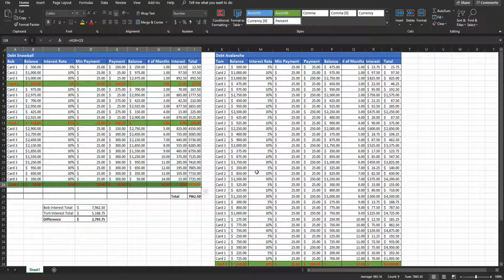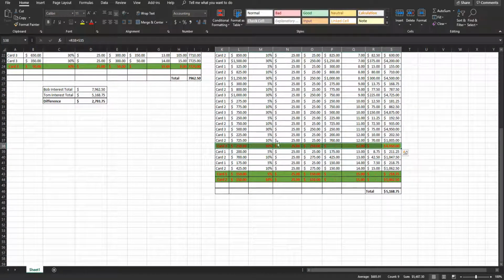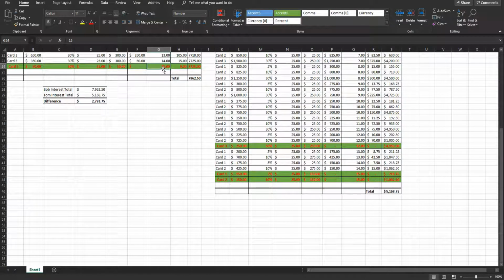All right, let's go to Tom. It takes Tom 12 months, a year, a whole year before he's able to pay off his first credit card. A whole year. But then it takes him only an additional 3 months to pay off the next 2 cards. So in total, it takes him 15 months to pay off all 3 cards, which is the exact same period of time it takes Bob to pay off all 3 cards. It takes Bob as well 15 months.